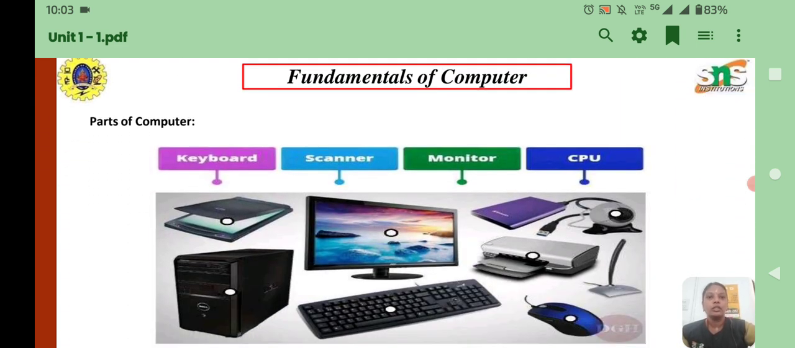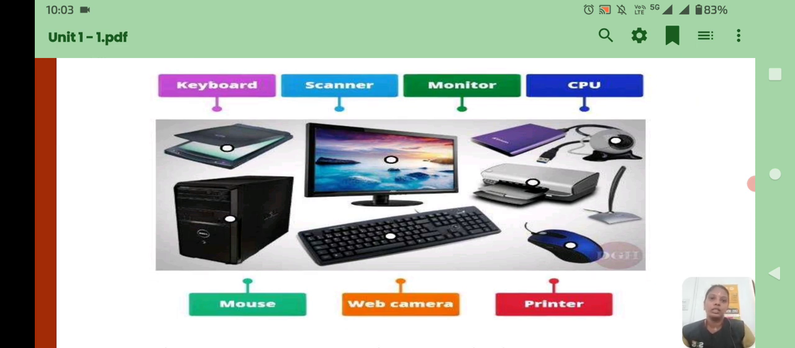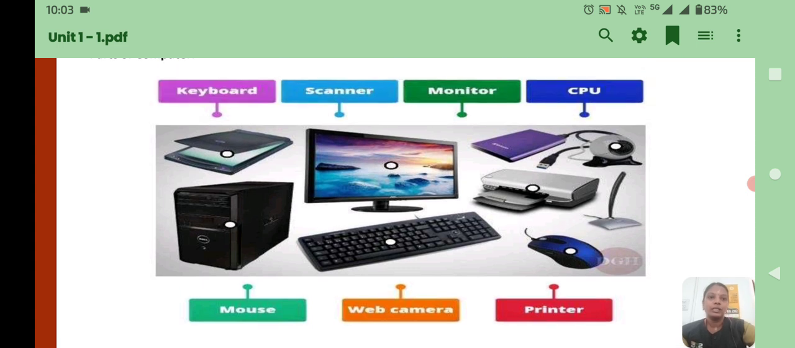Fundamentals of computer. Usually the computer has many parts. The main parts are the input and output systems. The user gives the data through input devices like keyboard, mouse, scanner, and we get the output through printer and monitor.